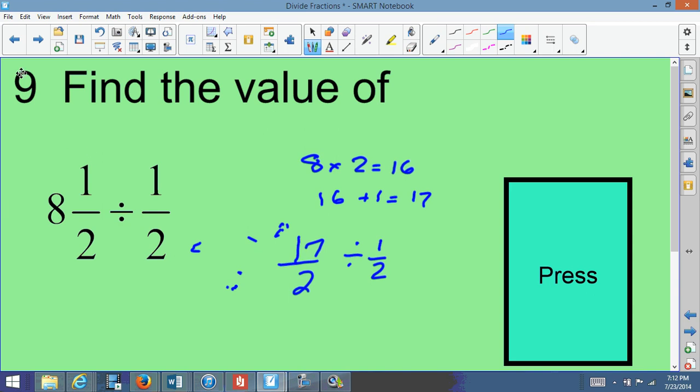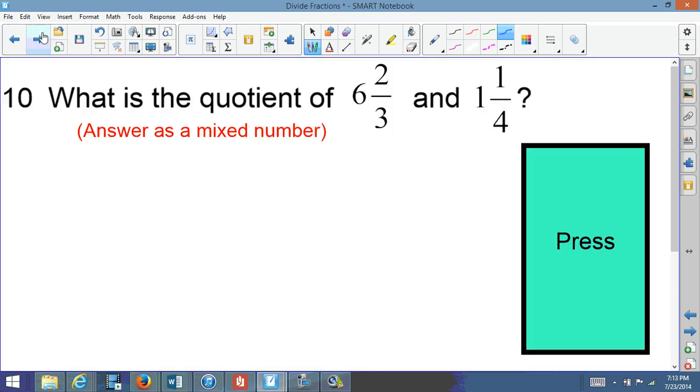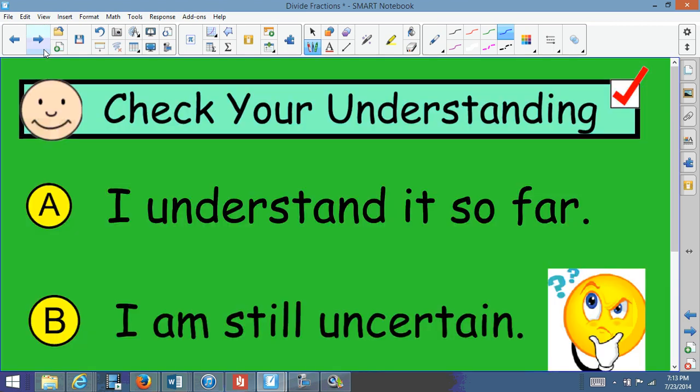All right, let's go to another question for you. Here's another one. What is the quotient of 6 2/3 and 1 1/4? Answer as a mixed number. So now we have two mixed numbers that we're going to have to change into improper fractions. Hopefully you remember our steps for how to do it, and you'll get your answer. So that's a good question. Check your understanding, see if you got it. If you don't, rewatch the video. Hopefully it'll help you out.